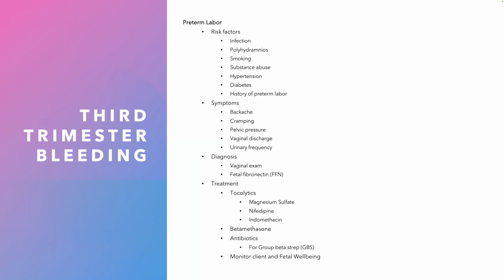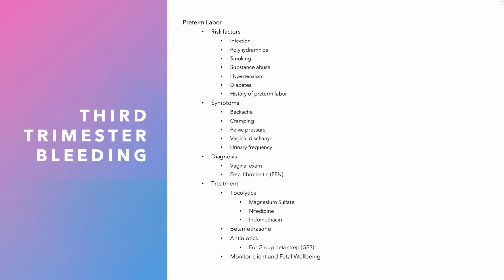So what are our risk factors for preterm labor? Infections. And when I say infections, I mean urinary tract infection, vaginal infection, STIs, potentially an amniotic fluid infection. Polyhydramnios can put somebody at risk for preterm labor just because the weight of all the fluid can put pressure on the cervix. Smoking, substance abuse, hypertension, diabetes, history of preterm labor.